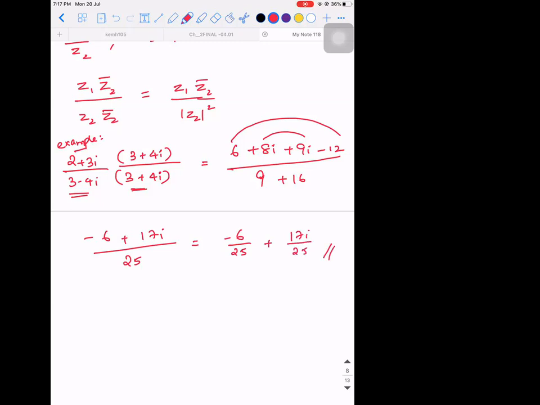So in this chapter, the ultimate aim is you should write everything in the form of a plus ib. There should not be two i's in the same question. Only one i should be there.